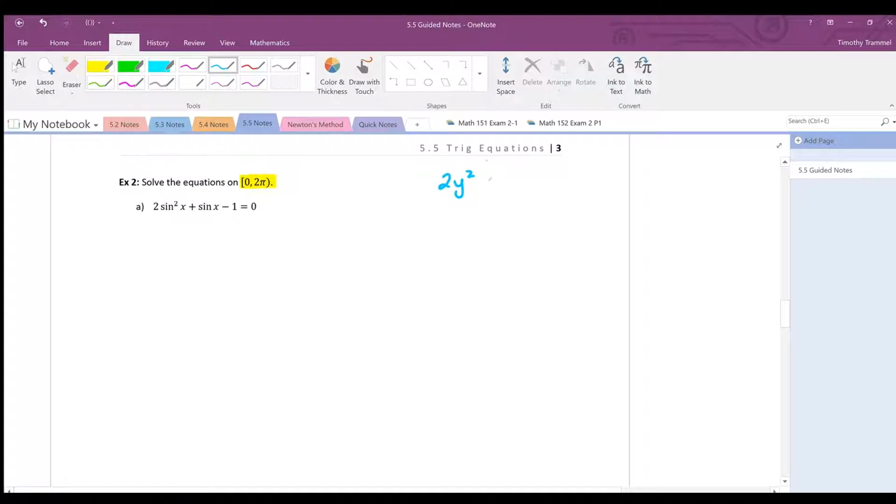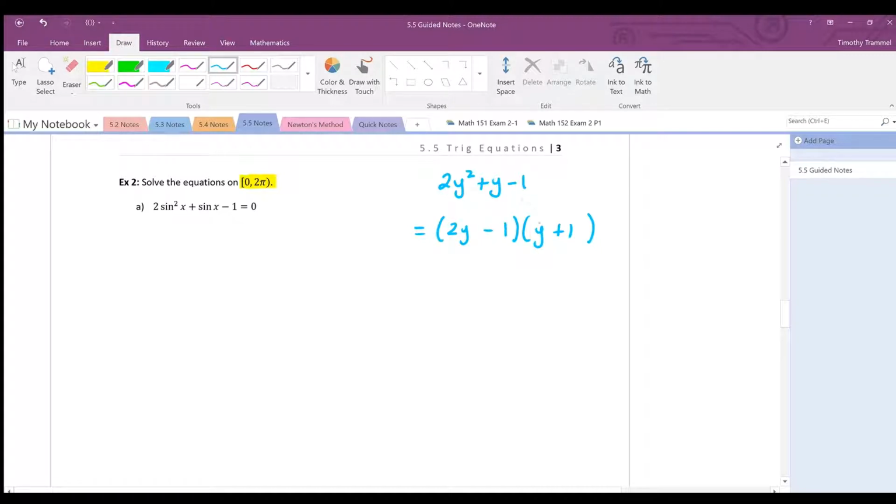2y squared plus y minus 1, just so it looks a little bit more familiar. If we were going to try and factor this, one thing we could do is guess and check. We could try 2y times y plus or minus something. Let's just try a couple different things out. We know we're going to need a 1 and a minus 1 because it's going to have to multiply to negative 1. So maybe let's try plus 1 here, minus 1 here.